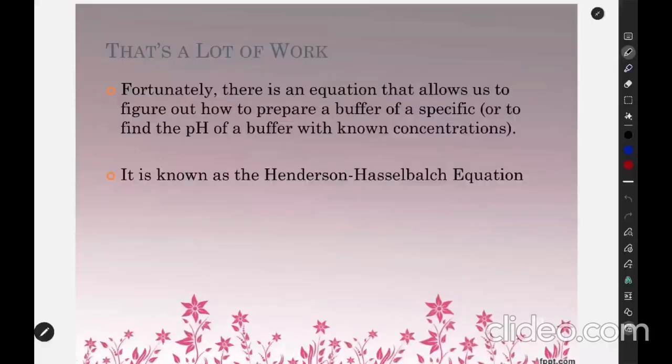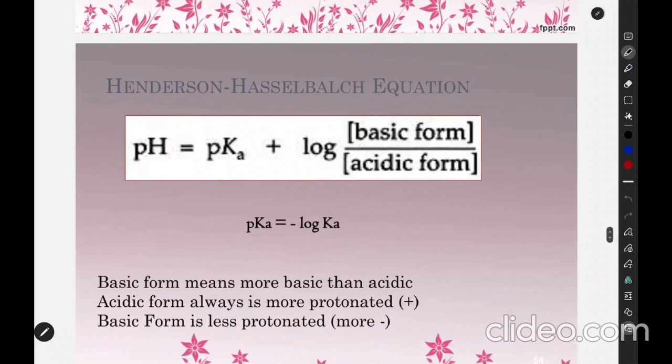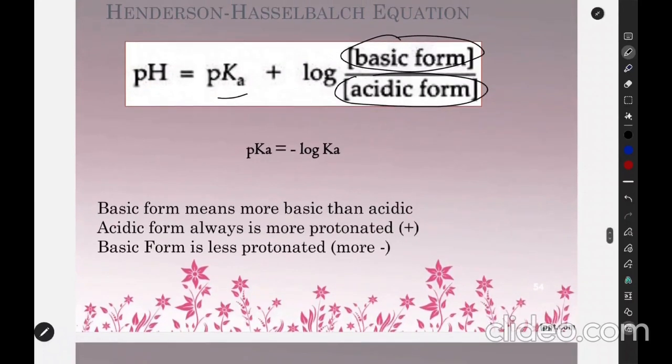Thank you. We will figure out how to prepare a buffer of a specific pH, or to find the pH of a buffer with non-concentration. So, how to find the pH of a buffer with non-concentration? We will use the Henderson-Hasselbalch equation, which is pH equals pKa plus log concentration of basic form divided by concentration of acidic form. For the second equation, we want to find the pKa. The equation will be pKa equals negative log Ka.